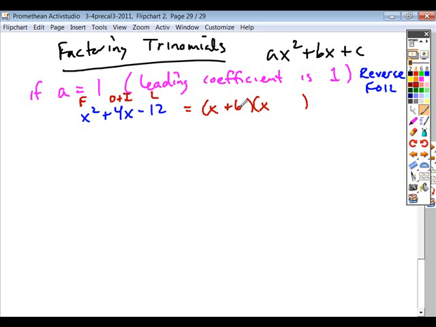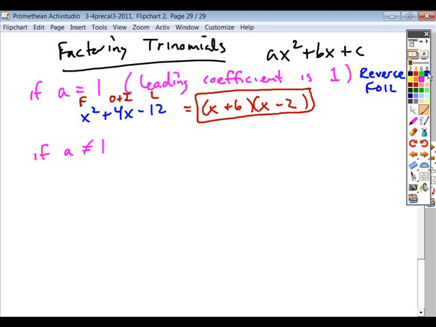Positive 6 and negative 2. And so those would be your factors. You can test it by foiling and confirm that this, in fact, will expand to the trinomial that you were factoring in the first place. Okay. My thoughts are you guys should be very comfortable working with any factoring where the leading coefficient is a 1. Okay. The question comes, what happens when the leading coefficient is not 1?